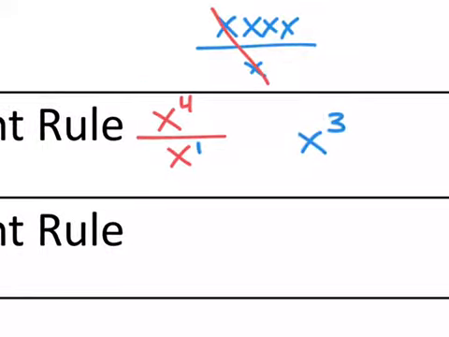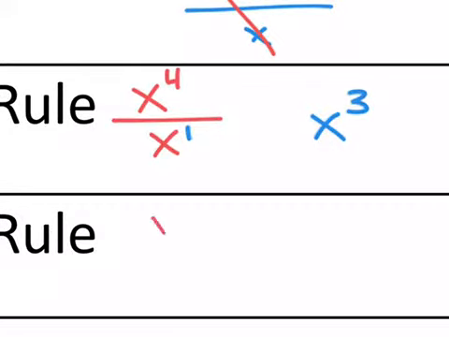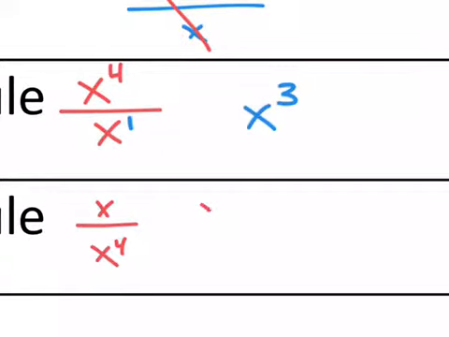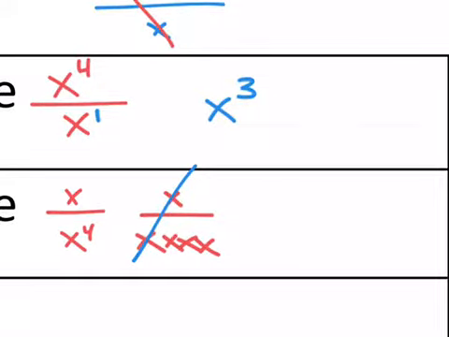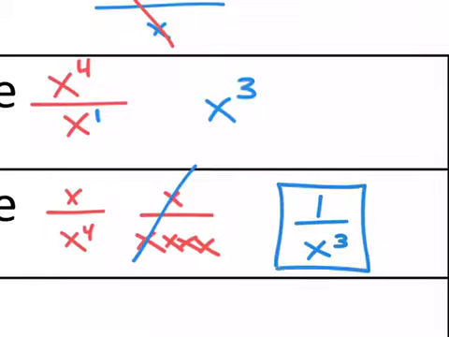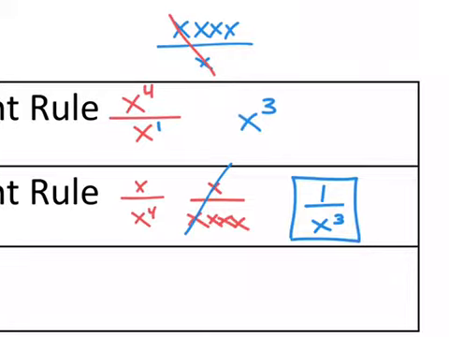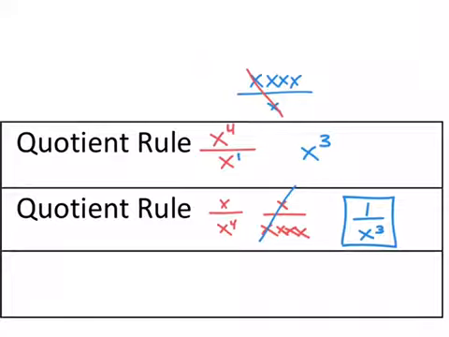Another variation of this, using the same numbers, is if we had 1 x in the numerator and x to the fourth in the denominator. It'd be a similar picture, 3, 4. But now, when they cross off, I still have x to the third power, but it's now in the denominator. If you have nothing in your numerator, you can fill it in with a 1. Okay, so that's the quotient rule, both variations. You can have your answer end up in the numerator or denominator.